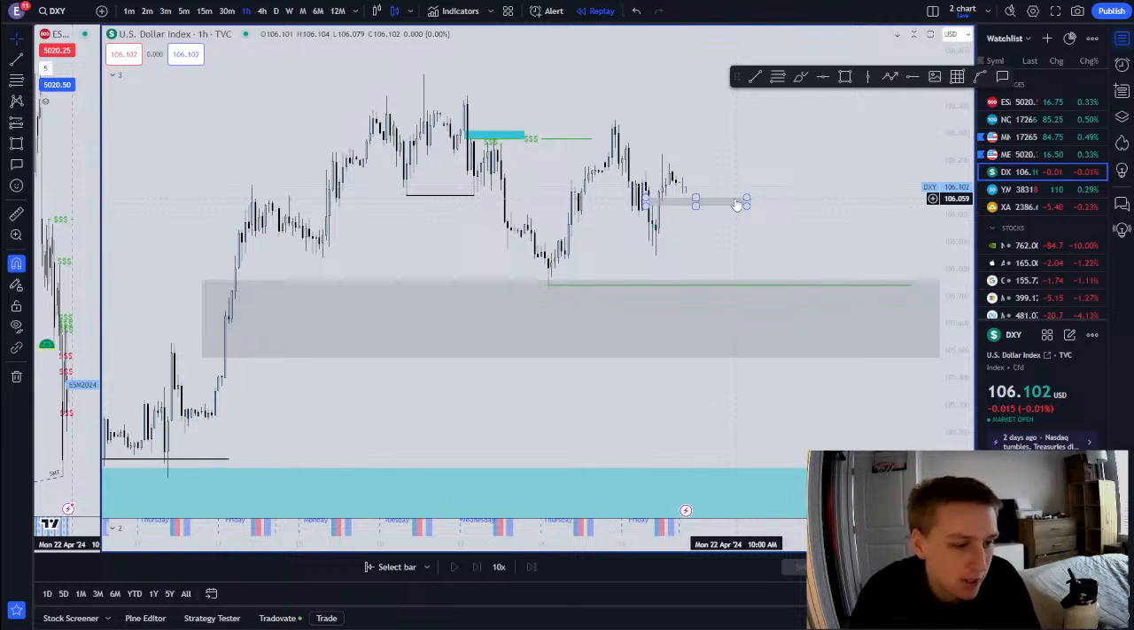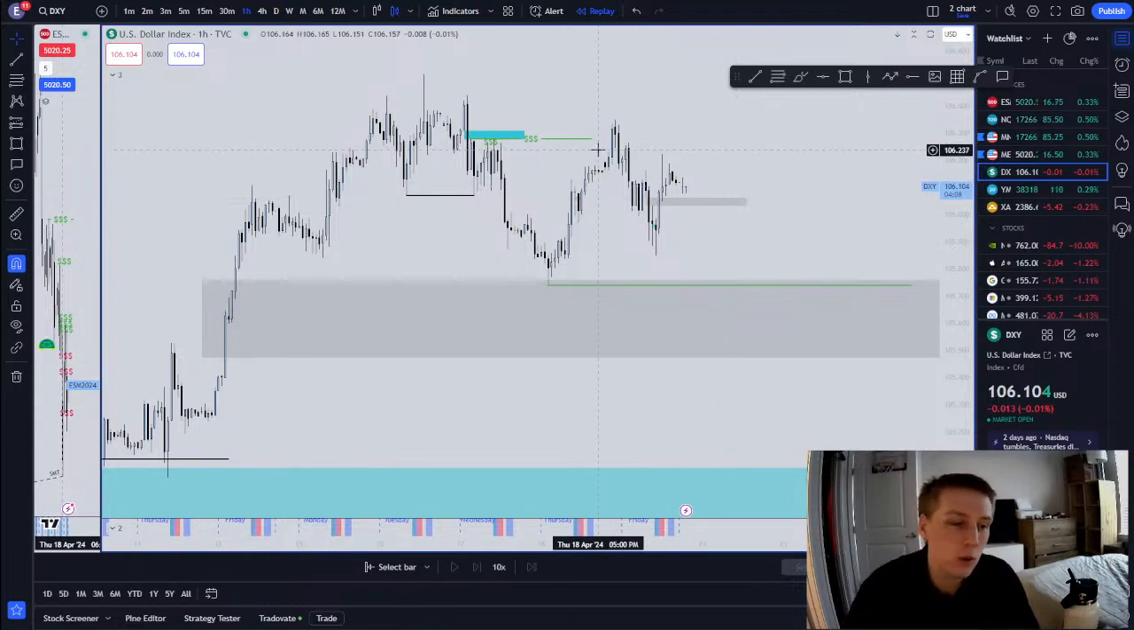Does DXY affect NQ? Yes, it does. I don't look at DXY too much, but DXY moves the opposite of NQ and ES. So if NQ is going higher, we would expect DXY to go lower. They're inversely correlated. Weekly BISI on DXY.